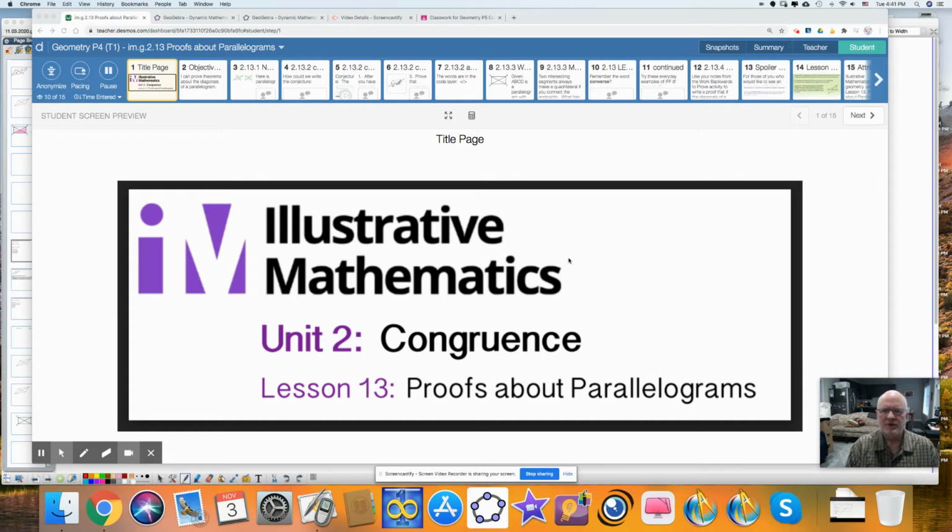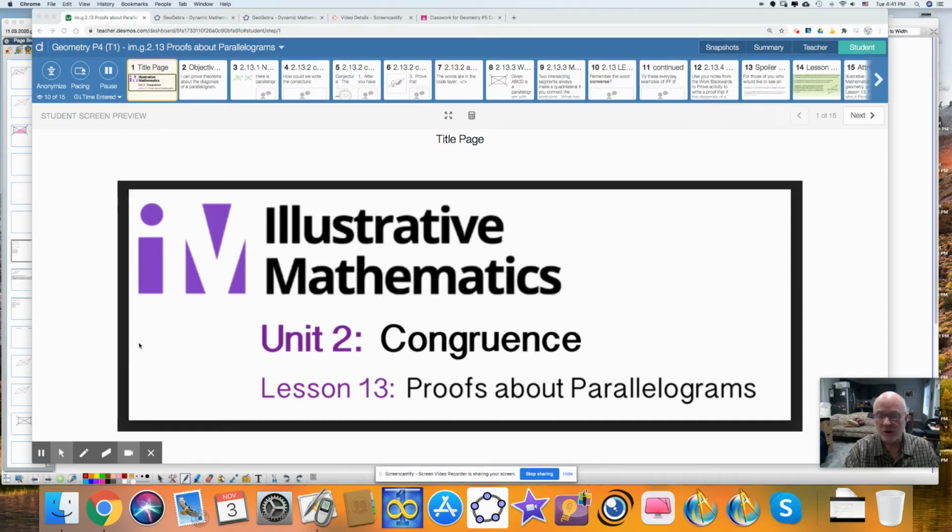Hi, I'm Mr. V, and today's lesson is from the Illustrative Mathematics curriculum. It's Unit 2 on congruence, and this is Lesson 13, which is about proofs about parallelograms. And it's very involved. We'll talk about it here in a moment.